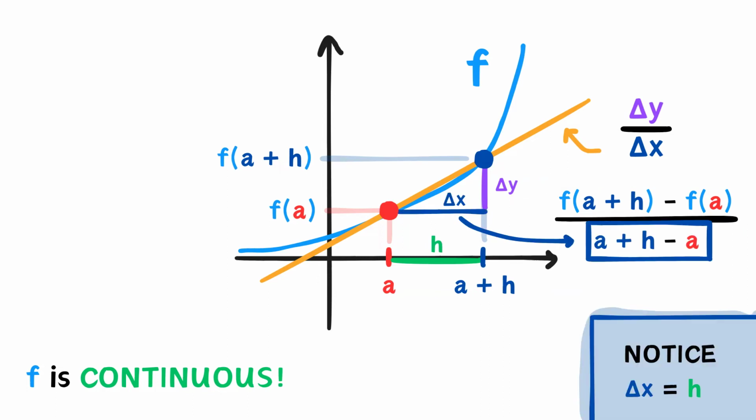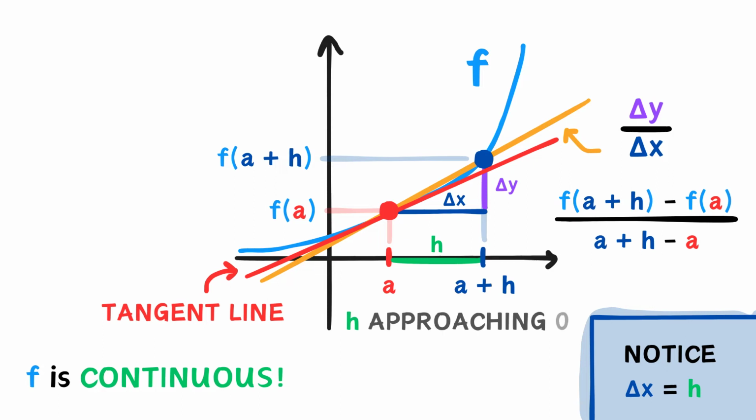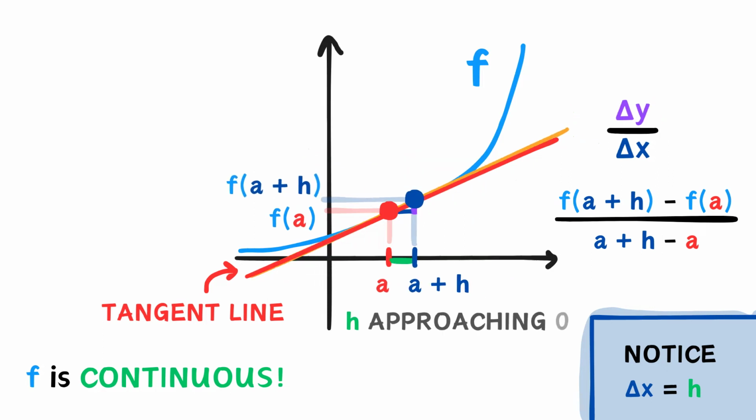the run. As the distance h gets smaller and smaller and approaches 0, the point on the function, f of a plus h, will move closer and closer to f of a, which means the secant line will become a better match for the tangent line at f of a.